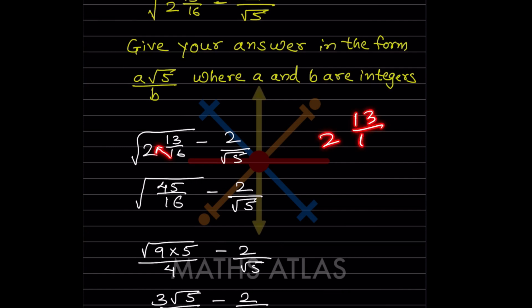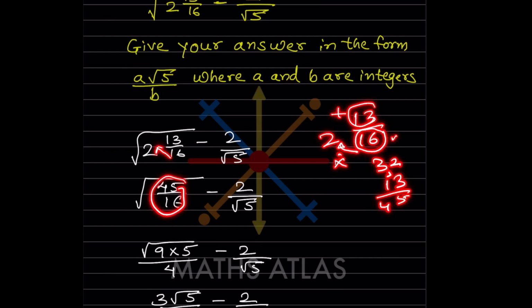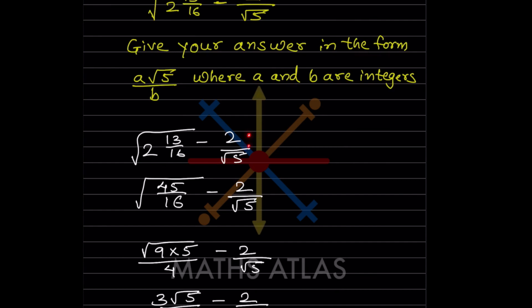And this mixed fraction, if you make it an improper one, you know how to do that. 2 by 16 means you multiply this into this, that is going to be 32. And this 32 you are going to add with this 13. So this is going to be 45. And the denominator, you are going to keep the same. So 45 divided by 16 minus 2 by root 5.